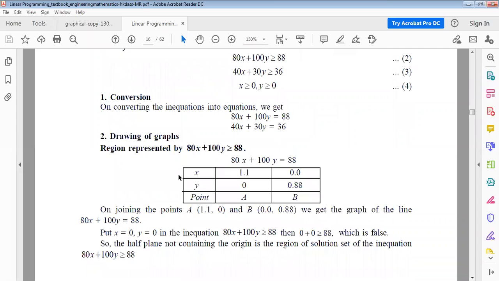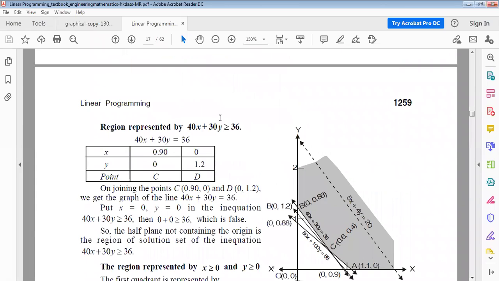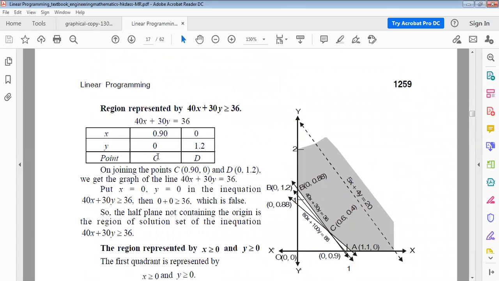Now drawing the graph for the first constraint and first equation: if y equals 0, then x equals 88 divided by 80, that means 1.1. And if x equals 0, then y equals 0.88. Now we can join these two points, A (1.1, 0) and B (0, 0.88). For the second constraint and second equation, we get the points C and D, with a similar process.